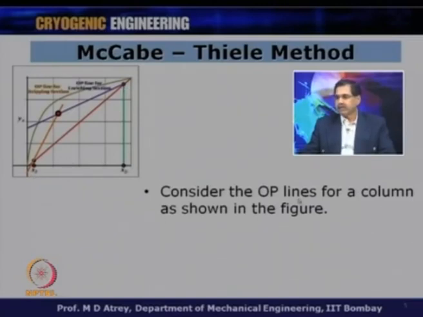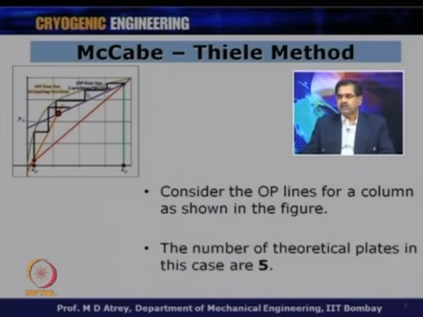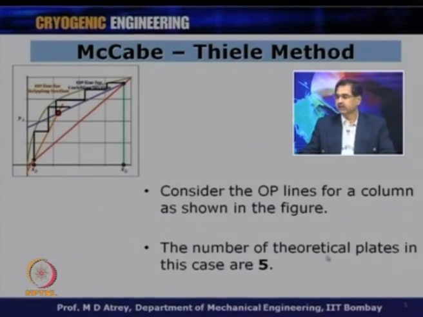So, consider the operating lines for a column as shown in this figure. This basically represents a column when we want to use the McCabe-Thiele methodology. Now, you can see that I have just drawn some schematic lines to show that the number of theoretical plates in this case is 5. How did we come to this conclusion? We can see vertical lines 1, 2, 3 in the enriching section and 1, 2 in the stripping section. So, the total number of theoretical plates is 5.